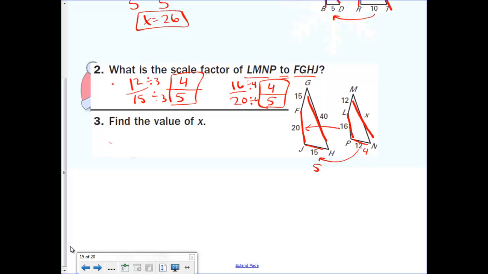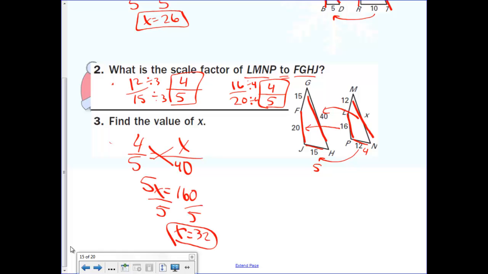Find the value of x. We have our scale factor. It's 4 to 5 equals, here's where we come back to Kaylee. How do we solve for x? X compares to 40, she told us. It was 4 to 5 compares to x to 40. Solve it. X is 32.